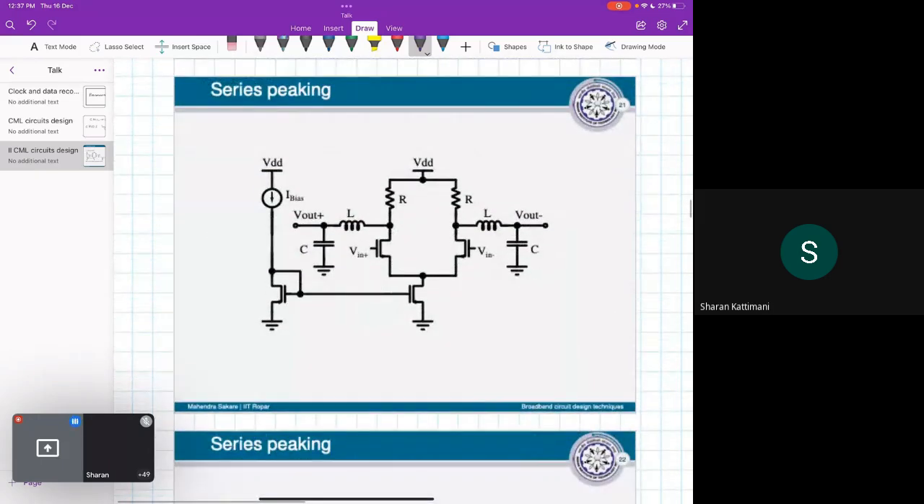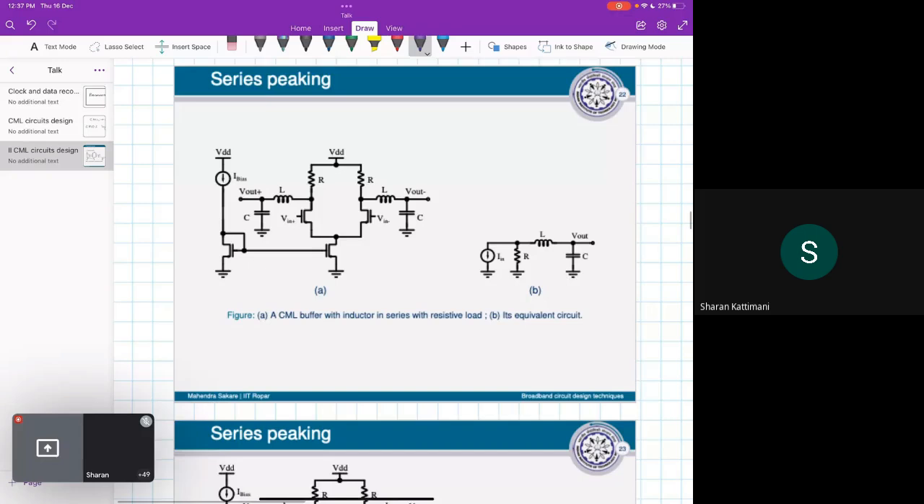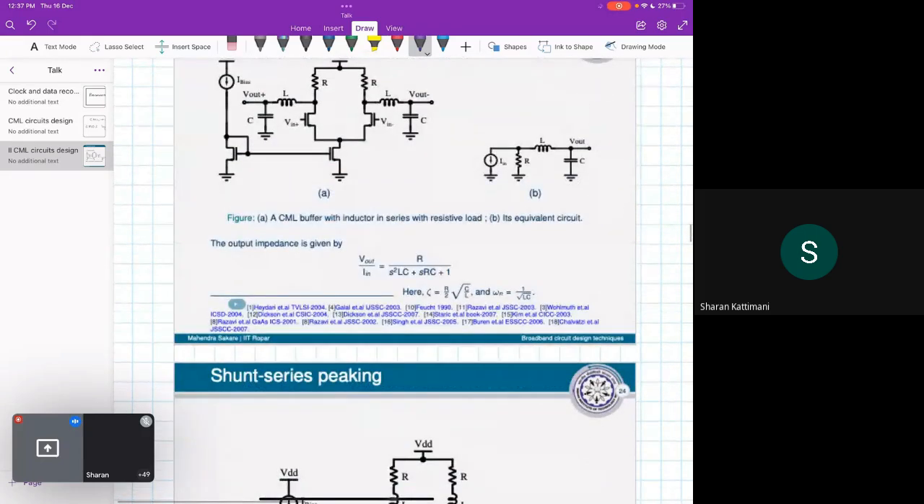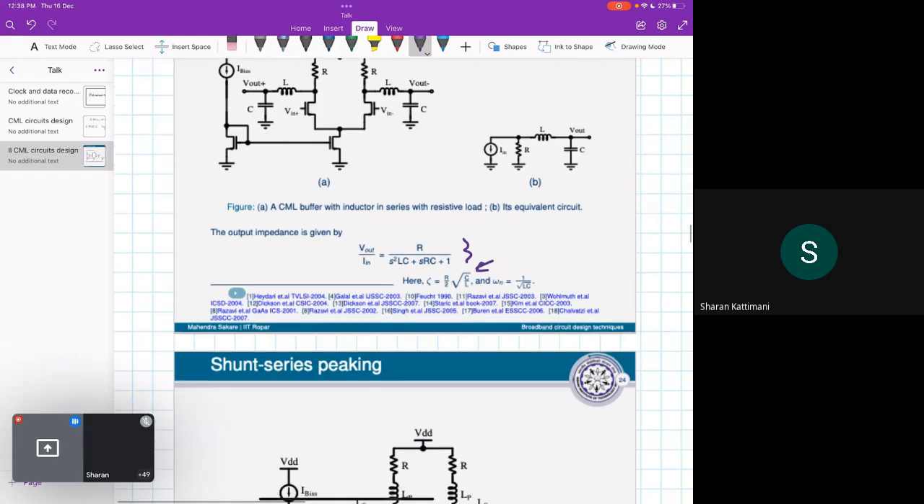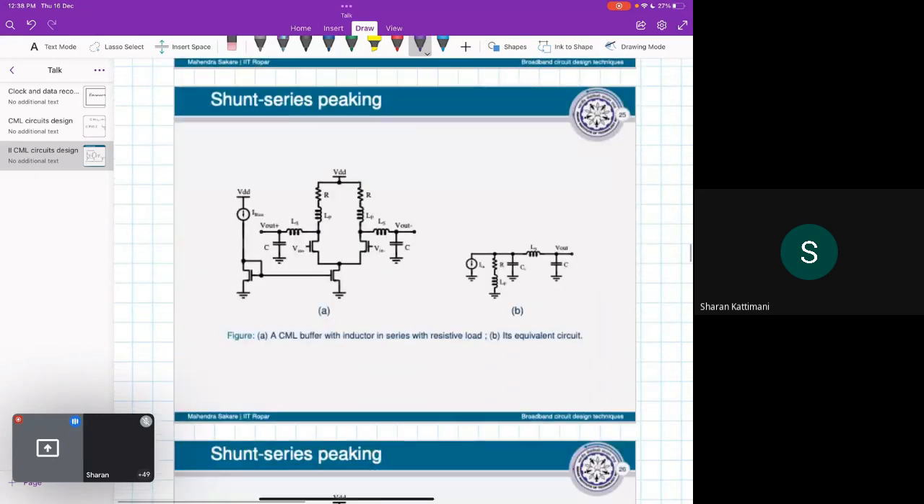Okay, there is another way of doing the same thing, that is called inductive series peaking, where you will put the inductor rather than in series with R, in series with the load. Okay, in this fashion. Here you can see both of the inductors. So ultimately again if we solve, this is what we get, and the same way as we did earlier you can actually play with zeta, and you can get the peaking.